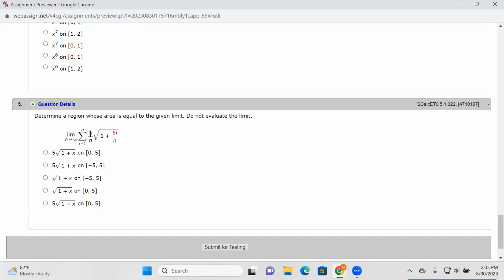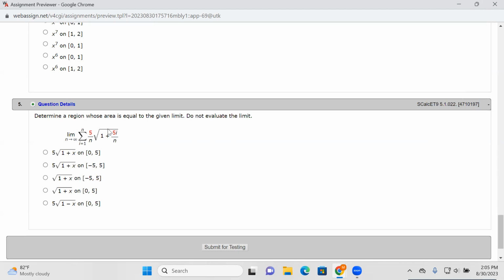So the 5 over n is constant. That does not depend on i. The 5 over n is going to be the width of each of our rectangles. We now know we're on an interval of width 5. And actually, at that point, looking at the intervals that they gave us, these intervals of width 10 are necessarily out. So now we have to focus on the intervals of width 5. And focusing on the intervals of width 5, our function is going to be square root of 1 plus x. This is the x that we're plugging in, the 5i over n.